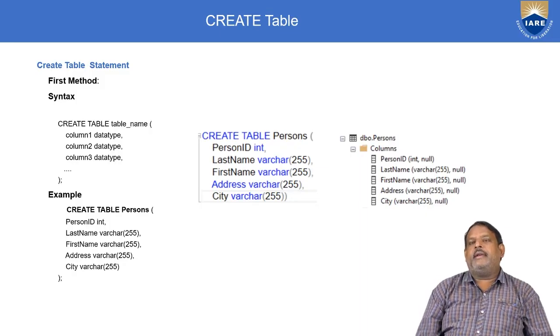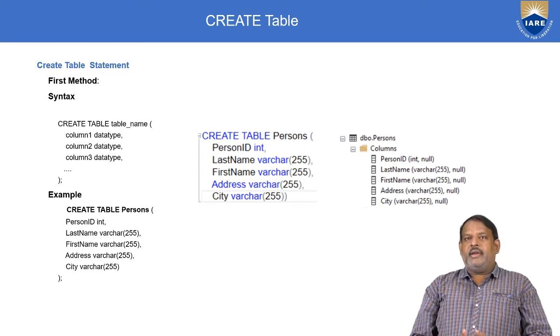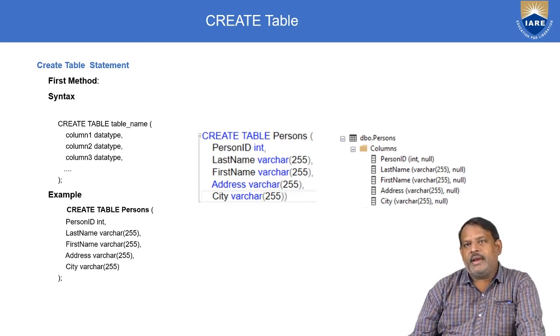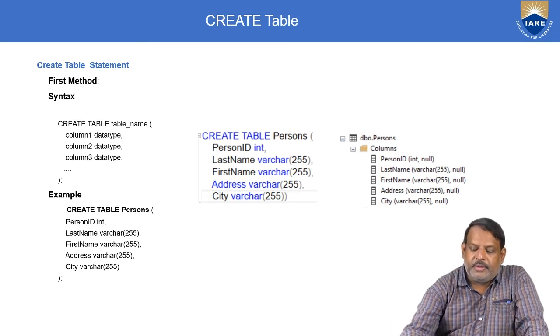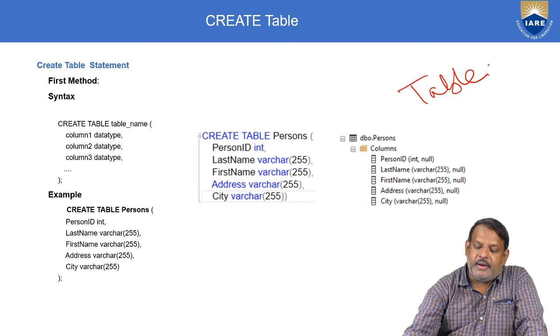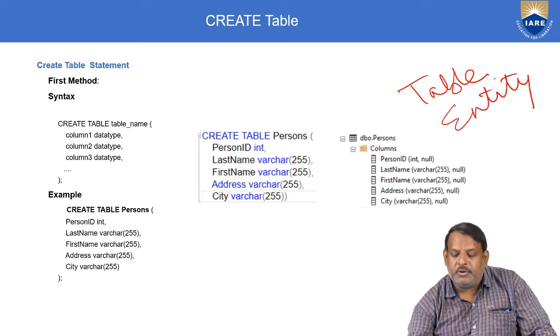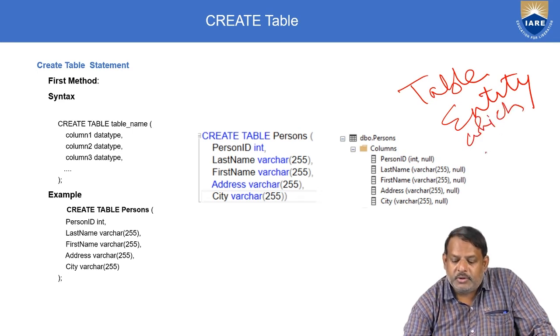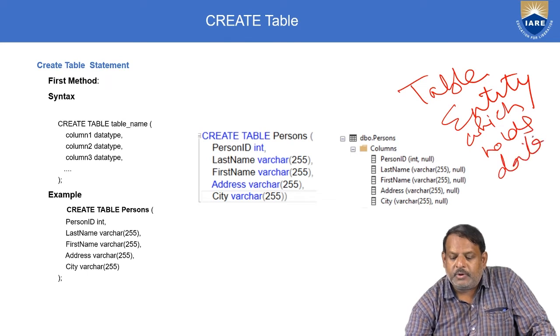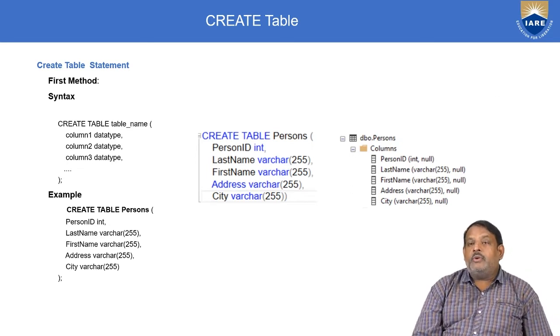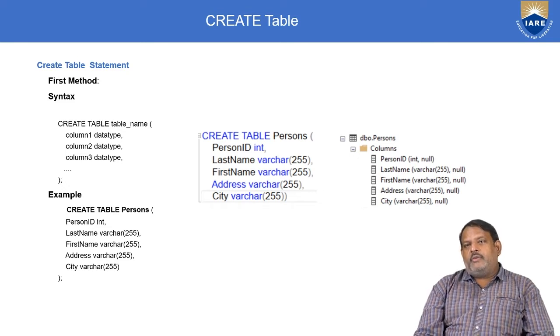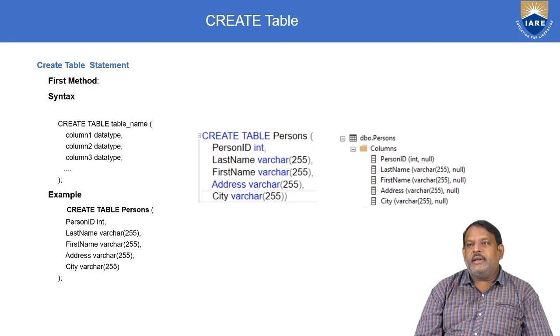The first thing is create table. So why do we need a table? A table is required to store data in a database. A database is a container, and in it we will have tables. So what is a table? A table contains columns, and these columns will hold the data. A table is an entity which holds data. It is an object in SQL or in a DBMS to store data. So in order to store data, we need a table. That table is an object in SQL Server.